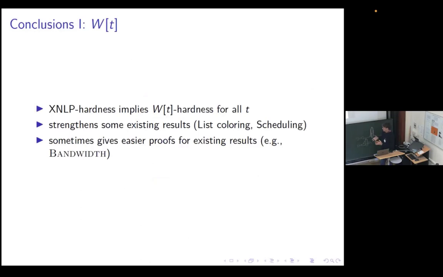So that's the last 2 minutes, for my conclusions. I think it's interesting that we really can show for some problems that they are complete for a class, but also I think the XNLP idea really helps to prove things, because it sometimes gives, as I said, simpler proofs, and it can strengthen some results.